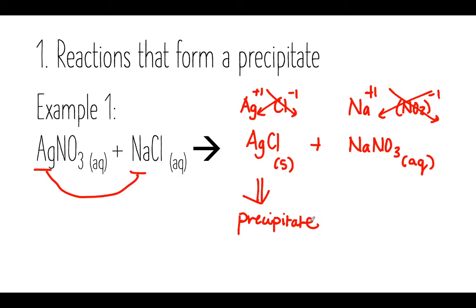Okay, so this is this reaction. It is already balanced. Say it wasn't, I would have to balance it, but for now I'm good. And I know that this reaction occurs because it forms a precipitate. Okay, let's take a look at another example.